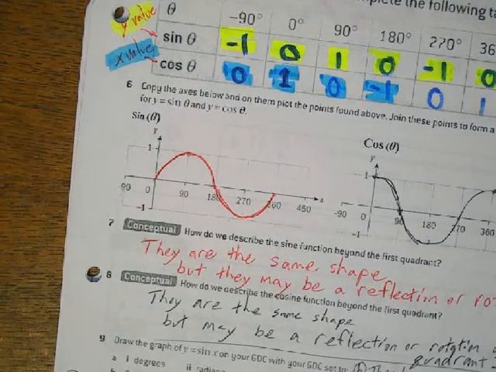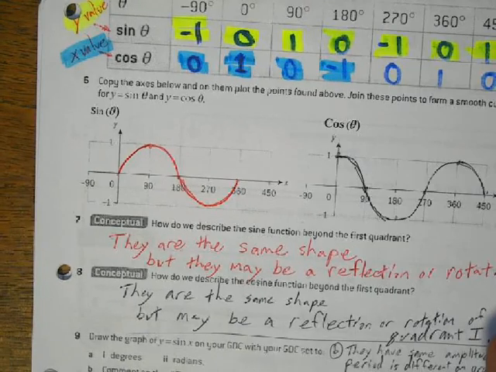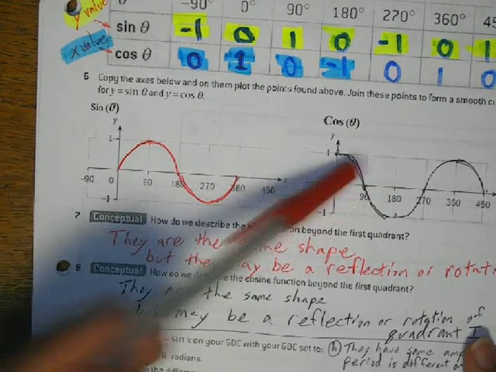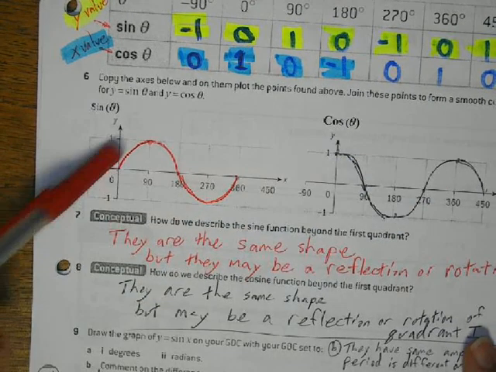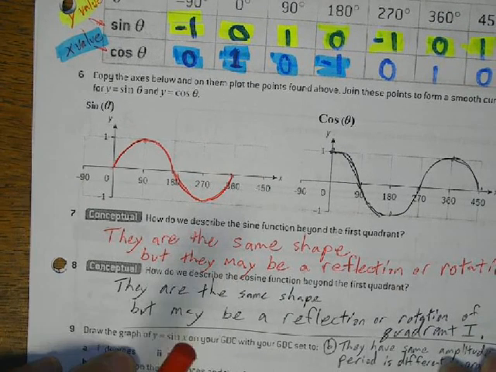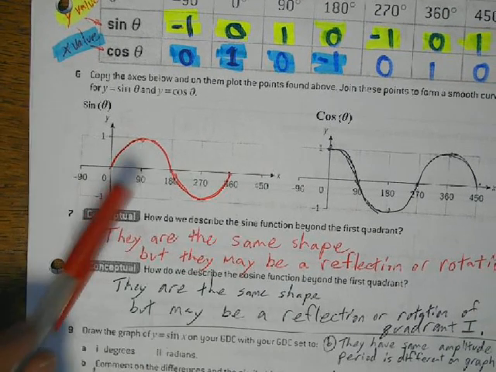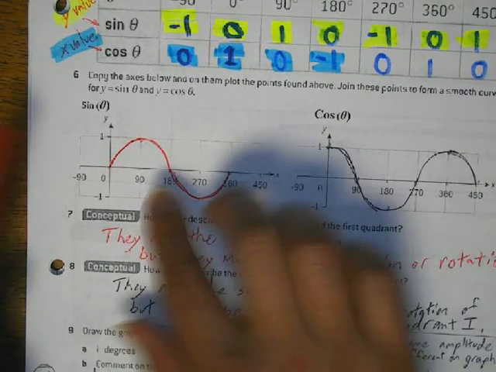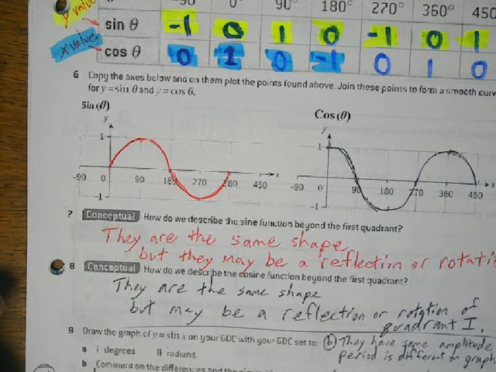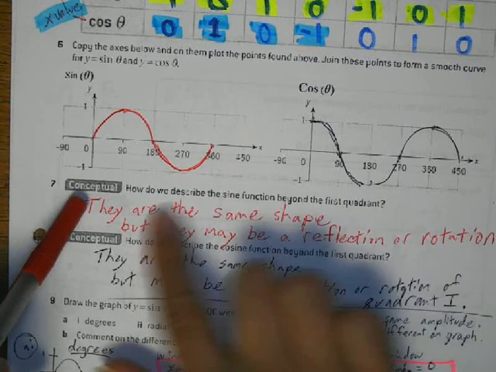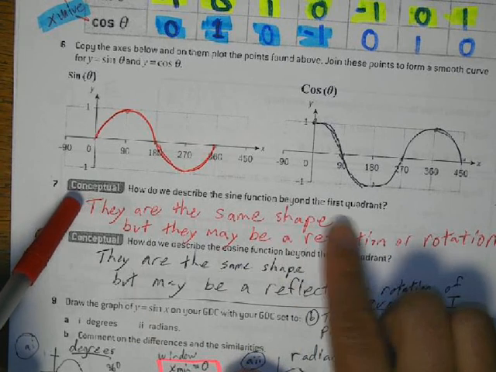Okay, so last year in SL class, we learned how to make our sine waves and cosine waves. Okay, and you may notice the cosine wave is just like the sine wave, except it's shifted over, and that's going to be important this year. Okay, so how do we describe the sine function beyond the first quadrant?